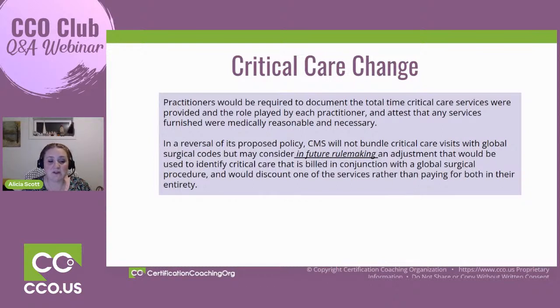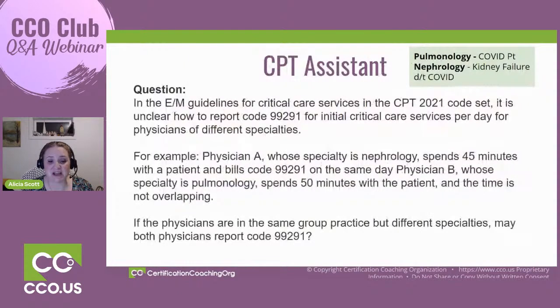Okay, in a reversal of this proposed policy, CMS will not bundle critical care visits with global surgical codes, but may consider changing it up with future rulemaking and adjust or tweak the critical care. But as it is right now, this is what they stated they will do. We all know that CMS likes to change things, but it sounds like as of the time, we're in January, that this is the way it's going to go, which actually, if we can get our providers to document properly, is going to be just fine.